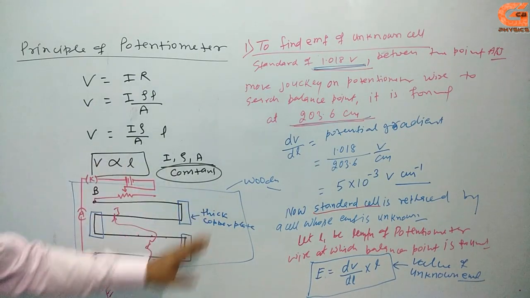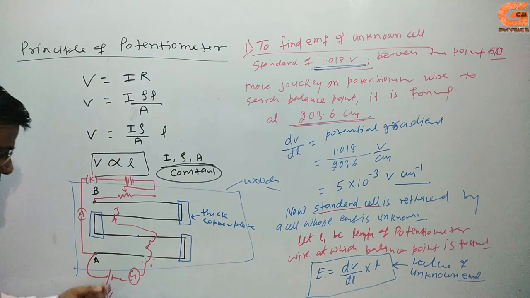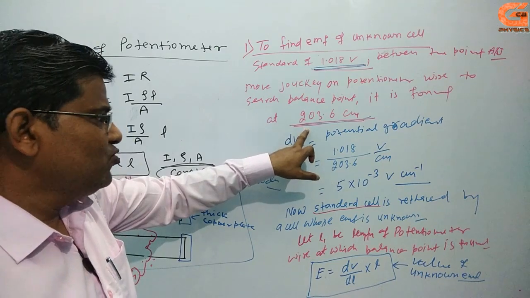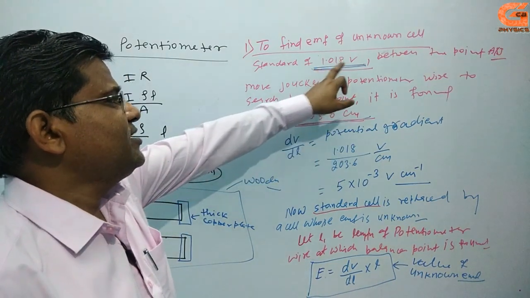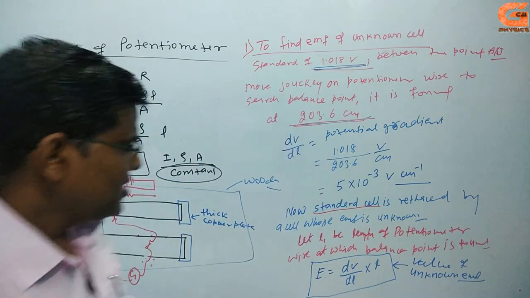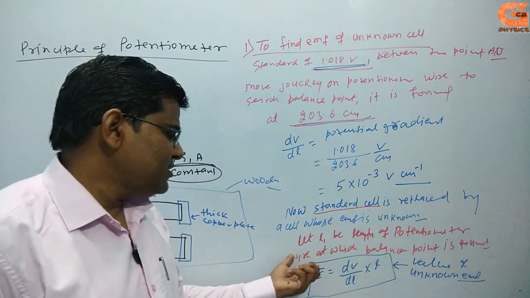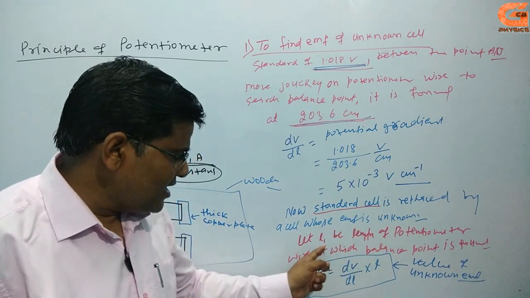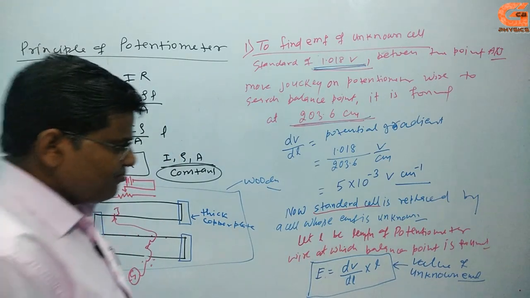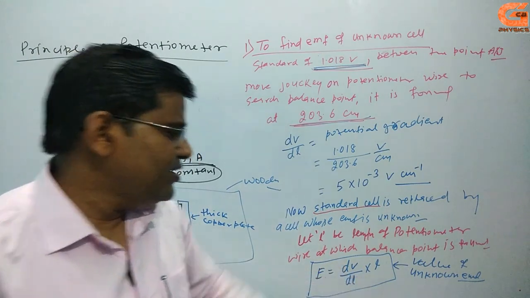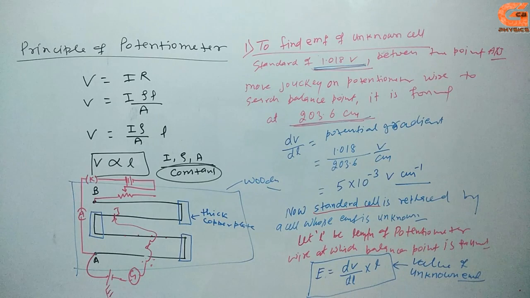First of all, you arrange the circuit of the potentiometer, and first you connect the standard cell here and find the value of dV by dl, where the balance point is at 203.6 centimeter because it is 1.018. Then you find the potential gradient, meaning potential per unit length. Now the standard cell is replaced by the cell whose EMF is unknown. Then we find the value L where the balance point is found. Then the EMF of the cell is equal to dV by dl into L.